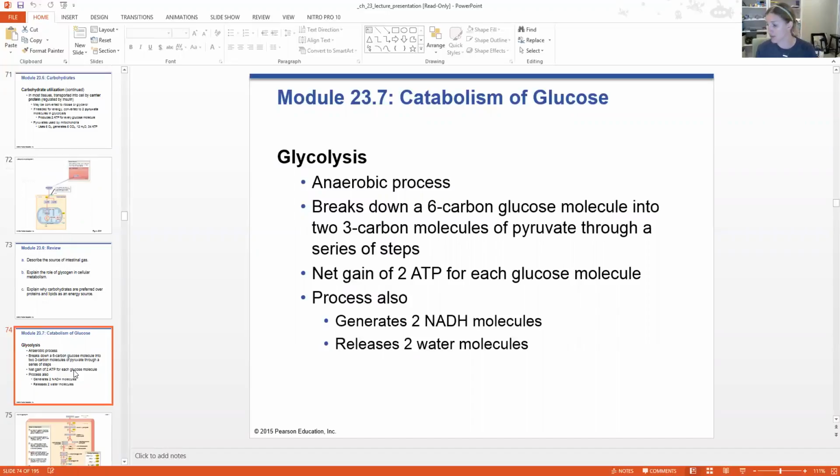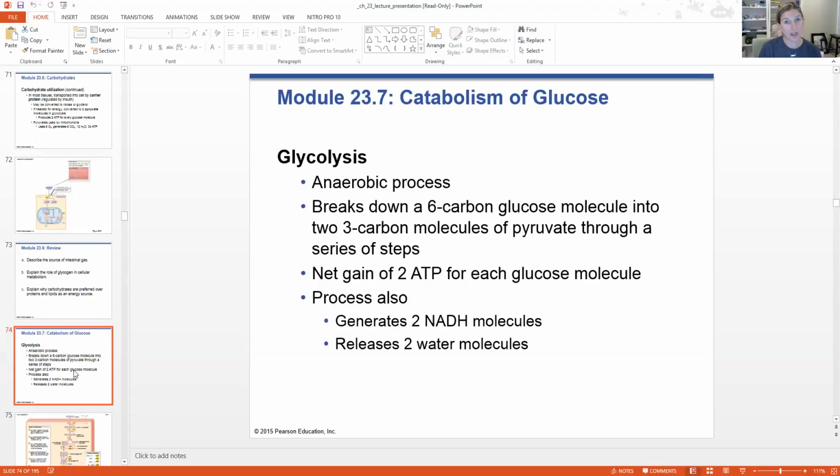The overall process of glycolysis is breaking down glucose, which is a 6-carbon molecule, into 2 3-carbon molecules. You would think you just split the glucose molecule in half, right? Not so much. Everything in biology and chemistry is a little more complicated than simply breaking the molecule in half. There's a series of sub-steps, similar to the citric acid cycle, with oxidation and reduction occurring along the way.